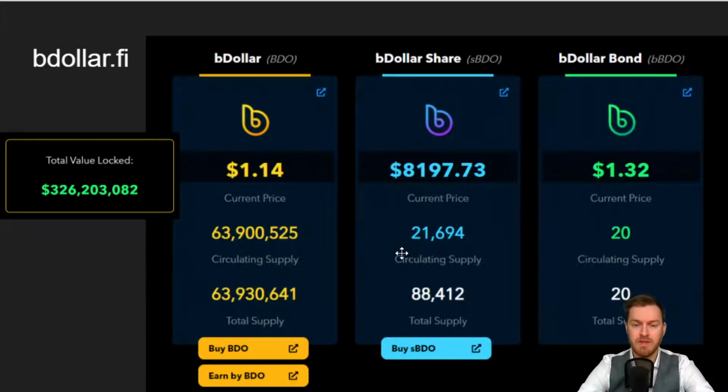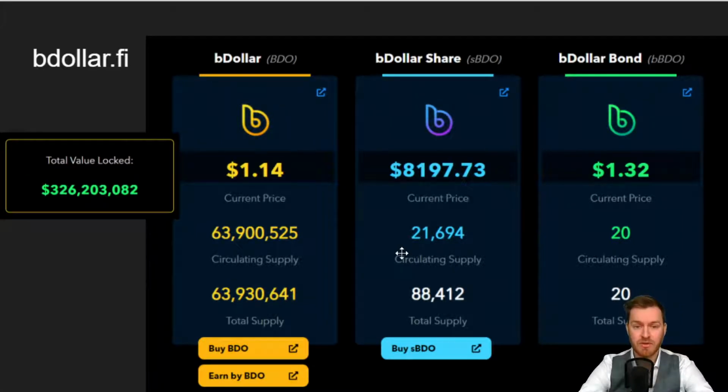So there is the bDollar stablecoin and then there is the bDollar share. And finally there is the bDollar bond. This project has been pretty successful so far in its short lifetime. It's already got $326 million locked. If you think this project is gonna grow more, you should be a shareholder, because for every new dollar given out, shareholders get 80 cents.